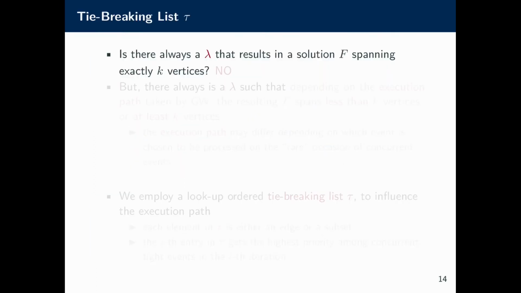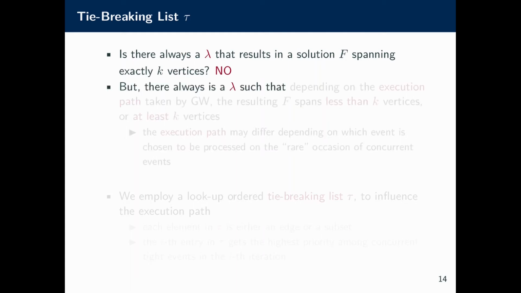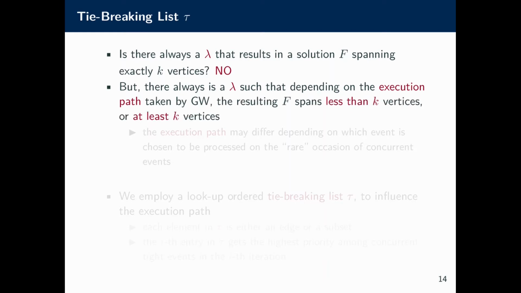The first question one might ask is whether there is always a lambda that results in a tree spanning exactly k vertices. Unfortunately, this is not the case. What we can show, though, is that there is always a lambda that, depending on the order of concurrent events that are processed, we can end up with either a tree spanning at least k vertices or with a tree with less than k vertices.